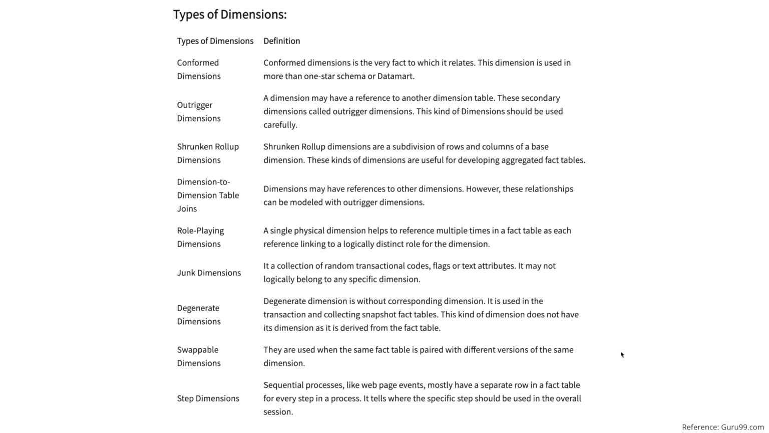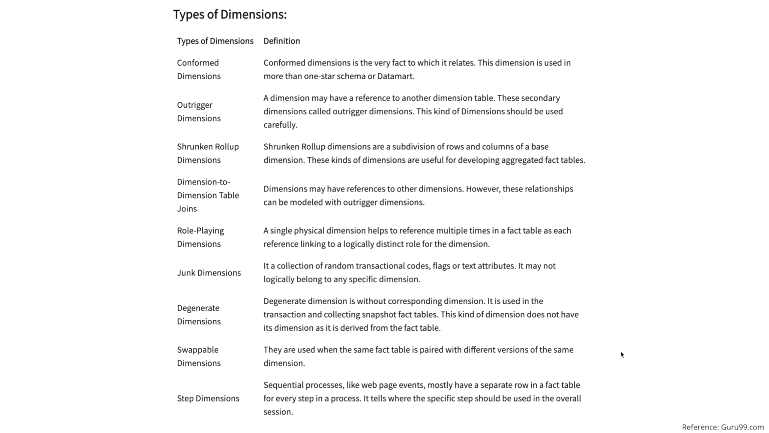Next come the role-playing dimensions. That means a dimension can play more than one role. For example, your date. Date can be date of birth or date can be date of order. A single physical dimension helps to reference multiple times in fact tables as each reference links to a logically distinct role of the dimension. So, as I just said, date can be many, like date can be date of birth, date can be date of order, or date can be anything else.